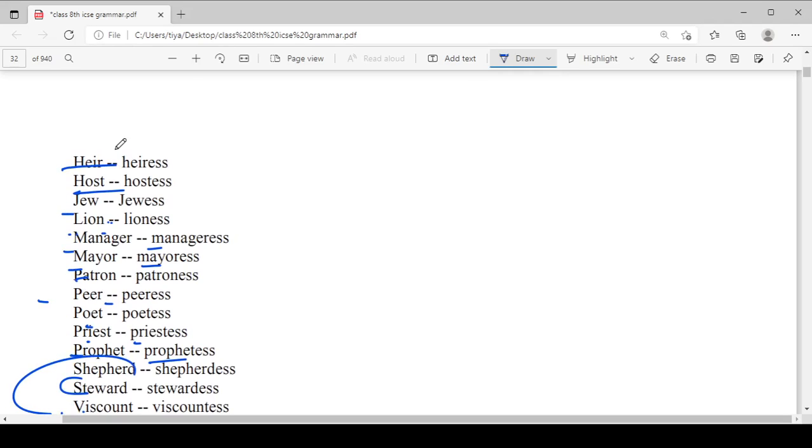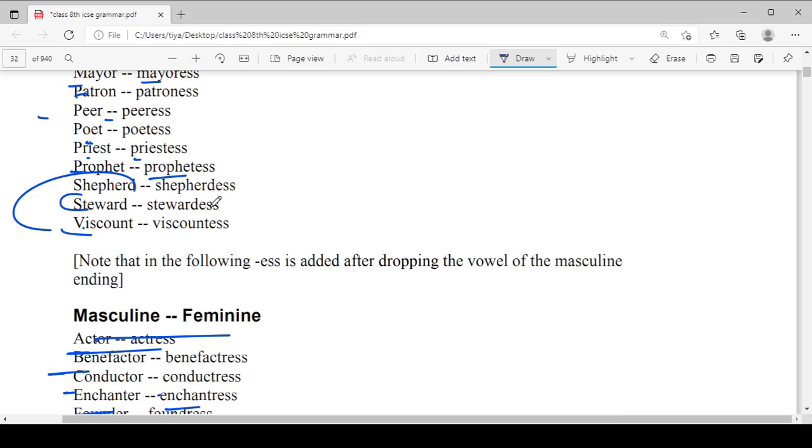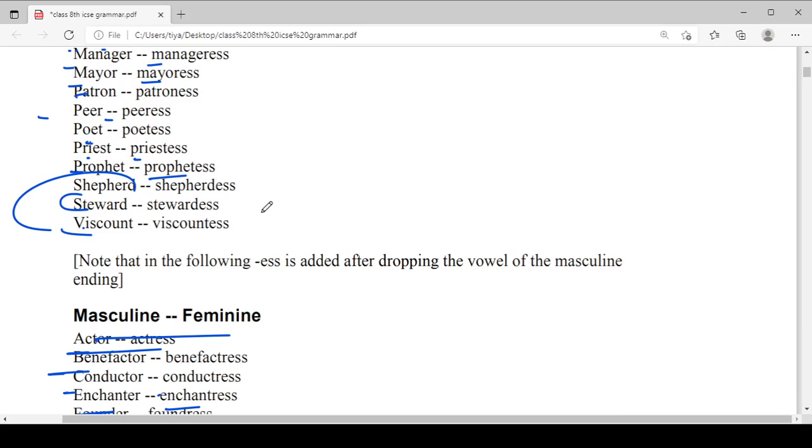Like here is host, hostess, prophet, prophetess. Okay, we have many kinds of nouns, viscount, viscountess. So these are just talking about the gender. They are just meant for our understanding and to focus on the gender. So what are the genders? How can we change the gender? And what is the neuter gender? What is the common gender?